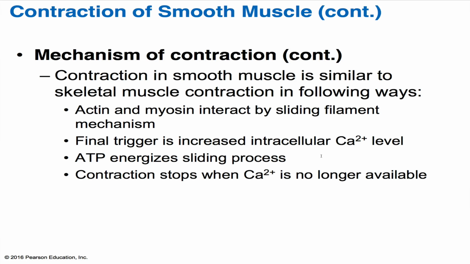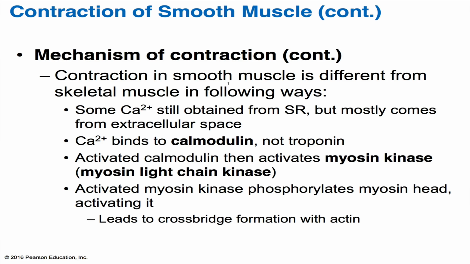Now, contraction in smooth muscle is similar to skeletal muscle contraction in the following ways. Actin and myosin interact by the sliding filament mechanism. The final trigger for contraction is a rise in the intracellular calcium ion level. The sliding process is energized by ATP, and the contraction stops when calcium is no longer available. Contraction in smooth muscle is different from skeletal muscle in the following ways. Some of the calcium still comes from the sarcoplasmic reticulum, but the majority comes from the extracellular space.